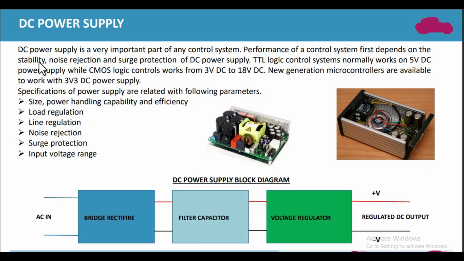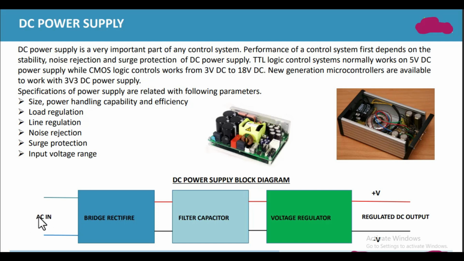DC power supply, we have already discussed that DC power supply is a very important part of any control system. Performance of a control system first depends on the stability, noise rejection, and surge protection of DC power supply. Transistor logic control system normally works on 5 volt DC power supply, while CMOS logic control works from 3 volt to 18 volt DC. New generation microcontrollers are available to work with 3 volt DC power supply. Specification of power supply are related with the following parameters: size, power handling capability and efficiency, load regulation, line regulation, noise rejection, surge protection, input voltage range.